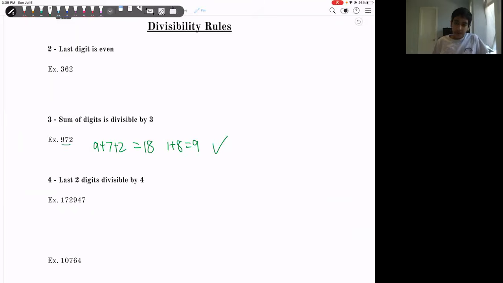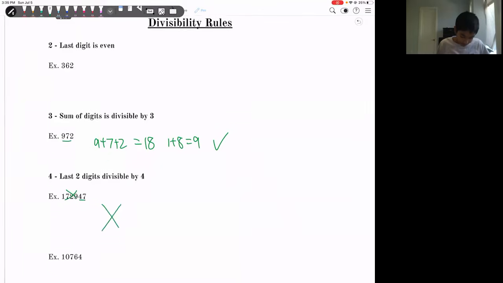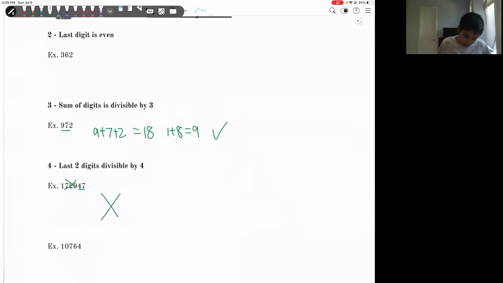Okay, so now for divisibility by 4, we just look at the last 2 digits. So for example, 172947: ignore all this part over here, just look at the last 2 digits. Is 47 divisible by 4? No, so this is not divisible by 4. Now what about 10764? You can ignore all these digits and look at the last 2 digits. 64, yes, it is divisible by 4. It's 4 times 16. So this is divisible by 4.